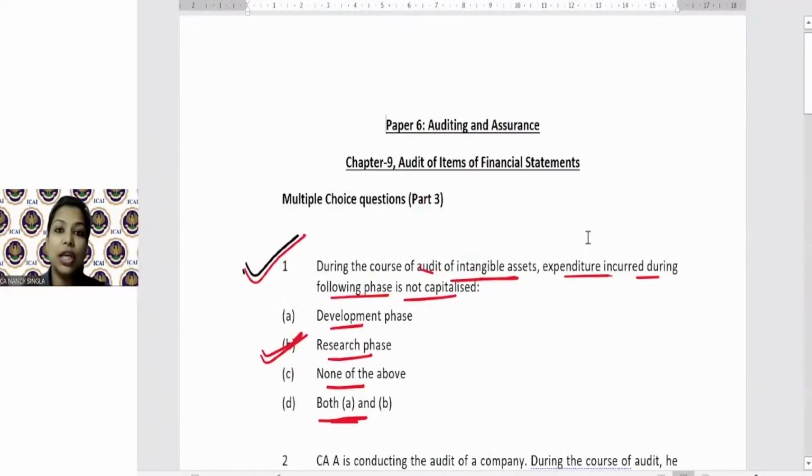Because अभी तो आप research कर रहे हो ना, अभी intangible asset exist थोड़ी ना किया है. पता नहीं ना intangible asset आएगा कि नहीं. It is what? Research phase. So the answer is what? B.